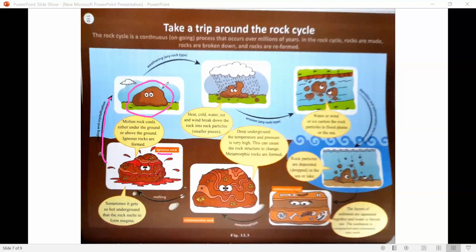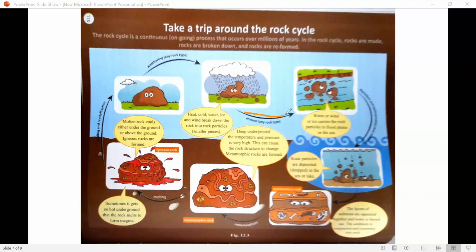Then what happens because of weathering or some types of climate changes, any rock type is affected over this. And when these processes happen, heat, cold, water, ice, and wind break down the rock into rock particles or smaller pieces. Then this happens. Okay, now we saw this. Now let's take a look at the next.